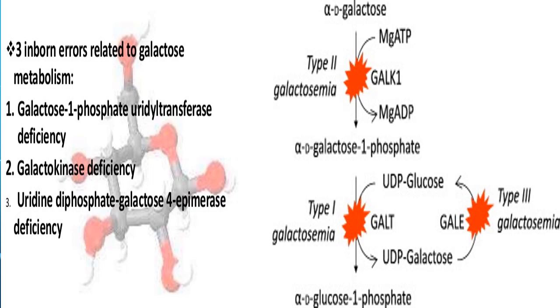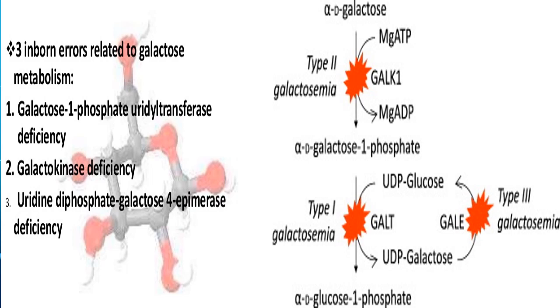Three inborn errors are basically related to galactose metabolism. As I said, deficiency of the GALK enzyme is known as galactosemia type 2. Galactosemia type 1 is because of the GALT enzyme, galactose 1-phosphate uridyl transferase. This is the most common form of galactosemia. And the third type is because of epimerase enzyme deficiency, known as the GALE enzyme.